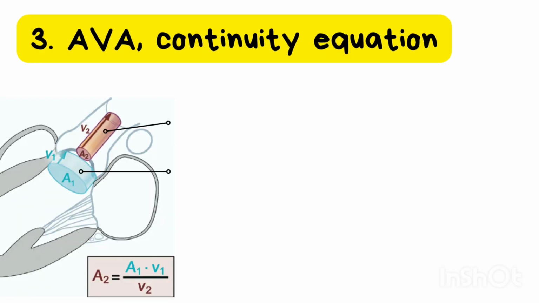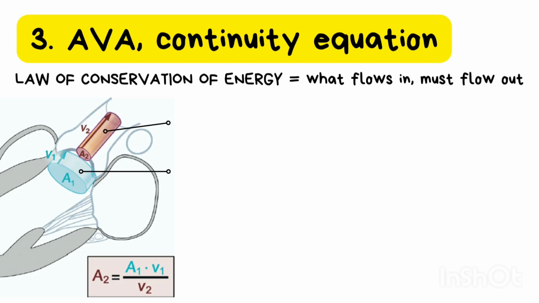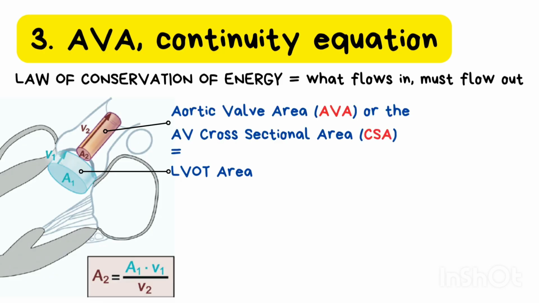The aortic valve area, or AVA, is calculated using the continuity equation, which is based on the law of conservation of mass and energy, meaning that what flows in must flow out. In simpler terms, the volume of blood passing through the left ventricular outflow tract, or LVOT, should still equal the volume passing through the narrowed aortic valve.